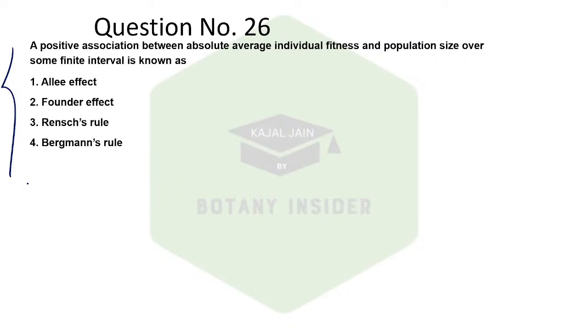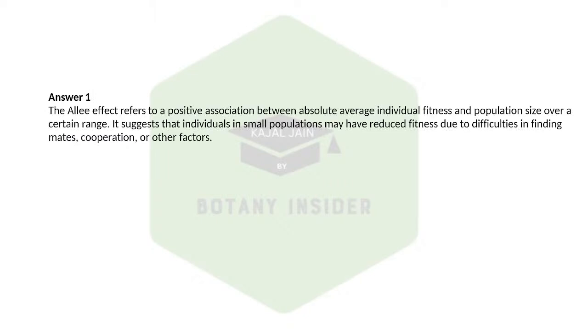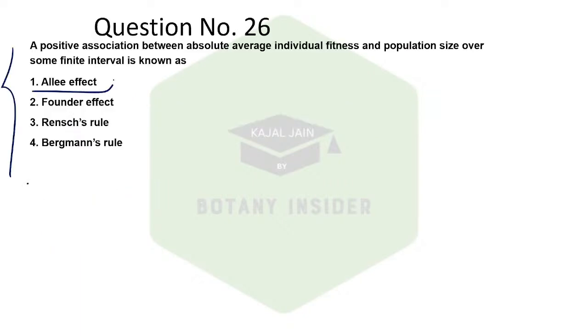Okay, let's see what the answer is. We can understand the entire scenario. Answer is option number 1. Very good, Subi. Answer is option number 1. So Allee's effect is the one in which there's a positive association between the absolute average individual fitness and the population size over a certain range. It suggests that the individual in the small population might have a reduced fitness due to difficulties in finding mates, cooperation, or other factors. Remember this, the answer for this is option number 1.